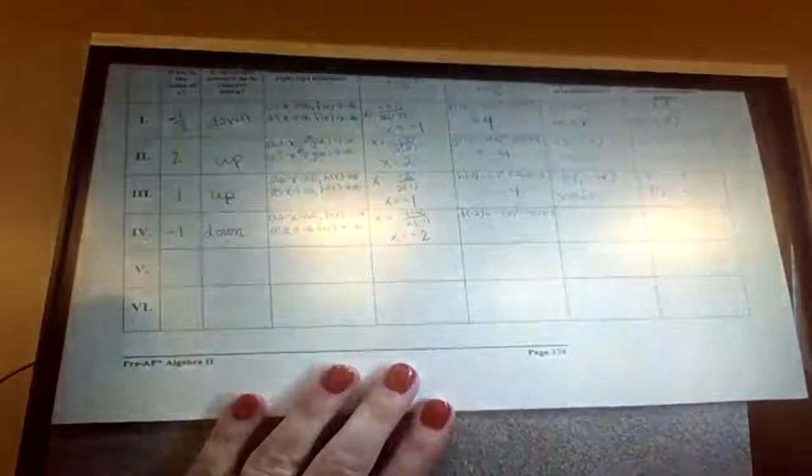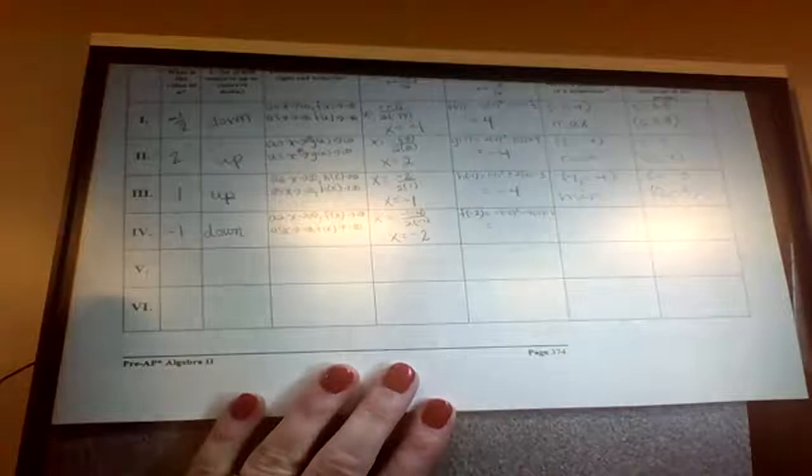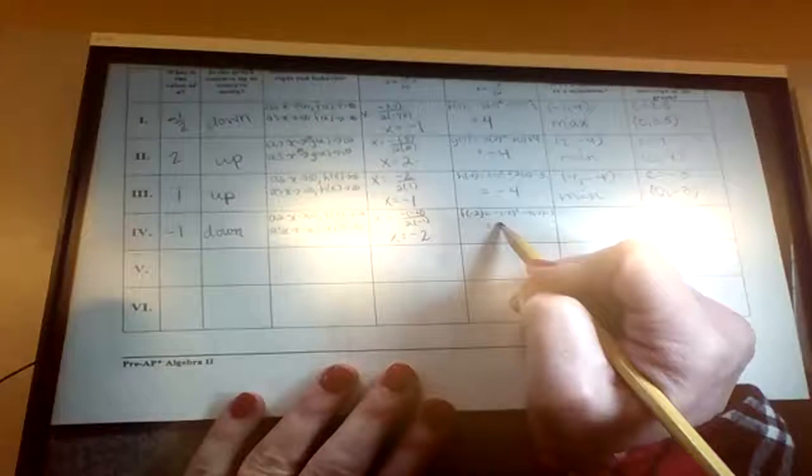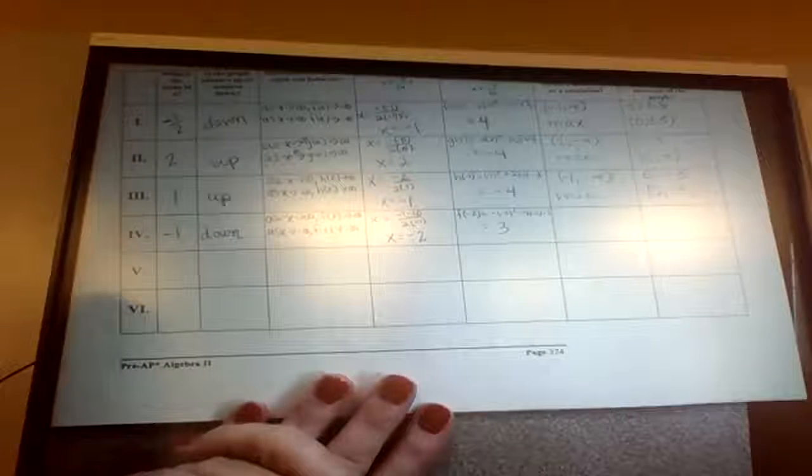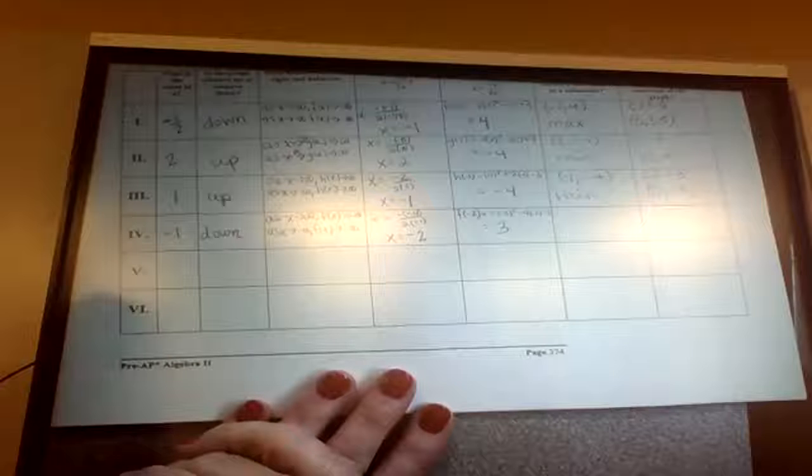All right, what's f of negative 2? I don't know. I got 11. It's 3. Oh, 3. What? It's 3. I don't understand. I suck so much at math.